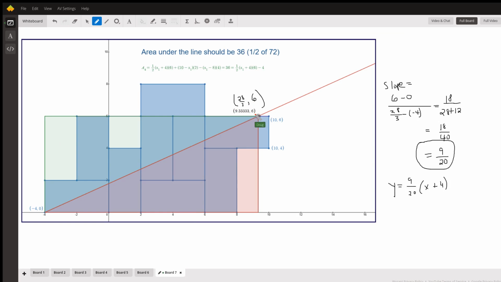And there's what it looks like. 28 thirds, 6 is the x coordinate of the point that we have to go through. The area now gives us 36 above and below. And now if I want to find the slope of that line, I'll just use the slope formula. Change in y is 6 minus 0 over change in x, 28 thirds minus a -4. Multiply top and bottom of this fraction by 3 to clear the complex fraction. We get 18 over 40 or 9/20. So there's the equation of the red line with the slope of 9/20.